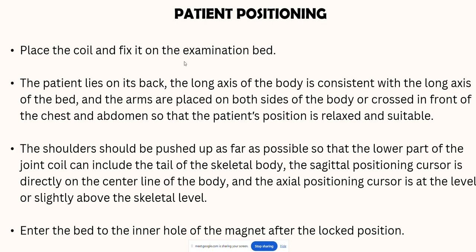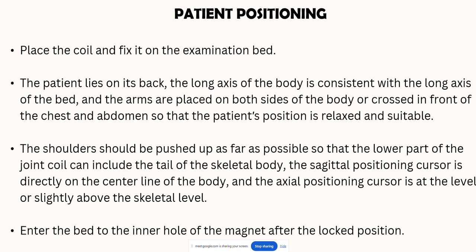Technical consideration for patient positioning. Place the coil and fix it on the examination bed. The patient will lie on their back. The long axis of the body is consistent with the long axis of the bed. The arms are placed on both sides of the body or crossed in front of the chest and abdomen so that the patient's position is relaxed and suitable.